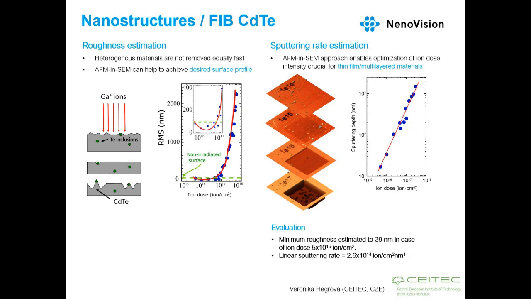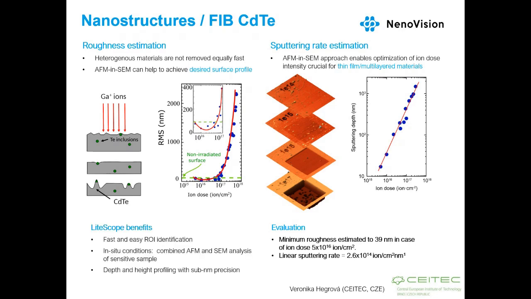So what's the result? I know that the minimum surface roughness is 39 nanometers under the condition after exposure of an ion dose of 5×10^16 and so on. And we exactly determined the sputtering rate as 2.6×10^14 ions per centimeter square per nanometer. What I wanted to say is that you know exactly after which dose how deep you are in your sample. So we have again several benefits: in situ conditions, fast region of interest, and really high precision depth and height profiling.